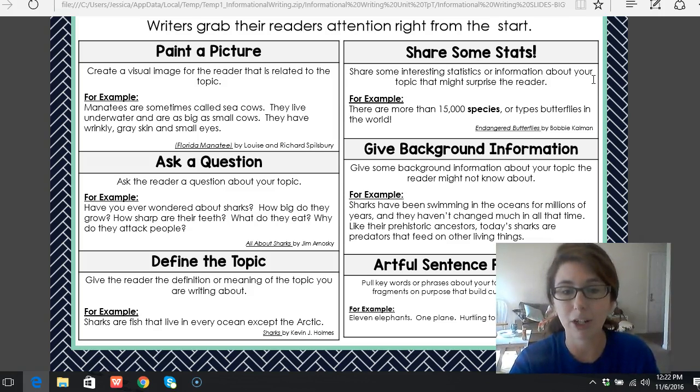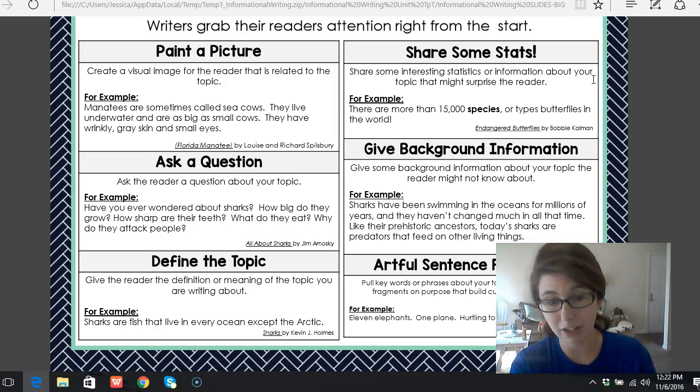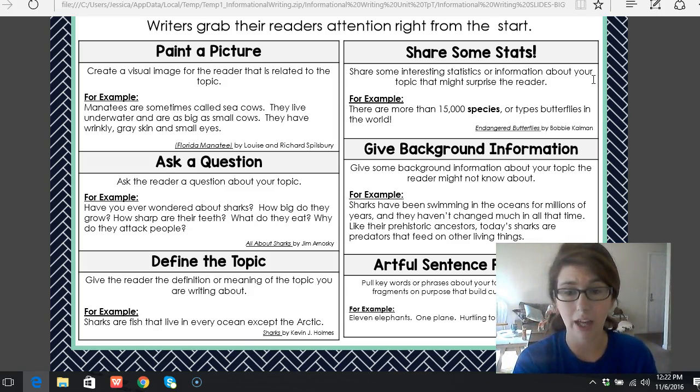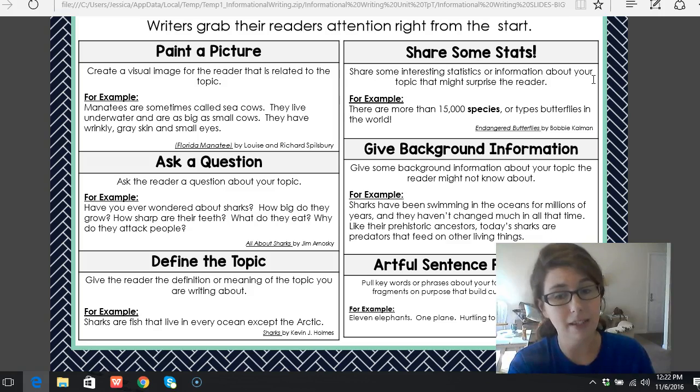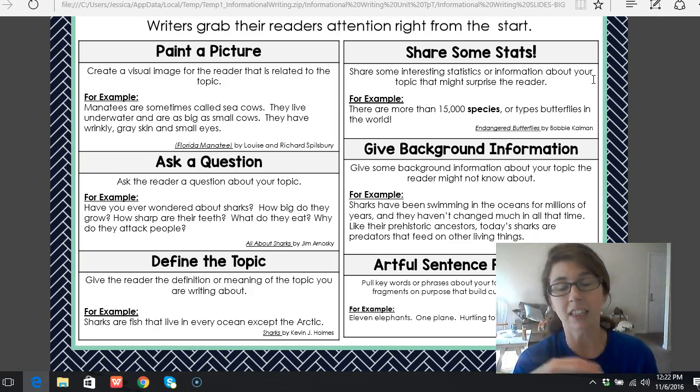Give background information. Give some background information about your topic the reader might not know about. For example, sharks have been swimming in the oceans for millions of years, and they haven't changed much in all that time. Like the prehistoric ancestors, today's sharks are predators that feed on other living things. I don't know why they have all of these shark examples. It makes me a little bit nervous.